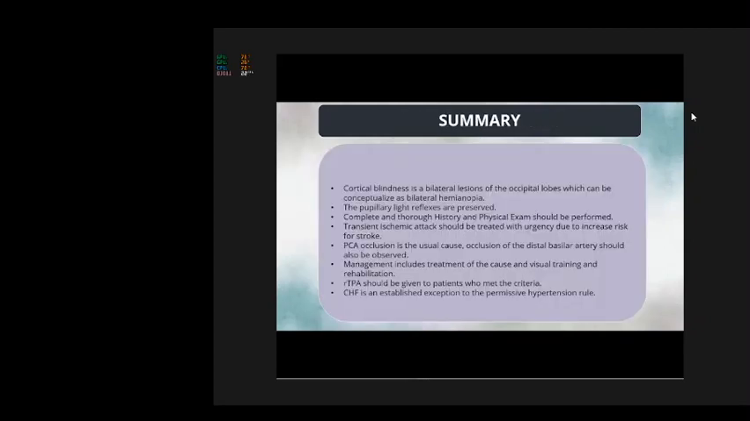For the summary of this discussion, cortical blindness is a bilateral lesion of the occipital lobe, which can be conceptualized as bilateral hemianopia. The pupillary light reflexes are preserved. A complete and thorough history and physical exam should be performed, and transient ischemic attack should be treated with urgency due to increased risk for stroke. PCA occlusion is the usual cause, and occlusion of the distal basilar artery should also be observed. The management includes treatment of the cause and visual training and rehabilitation.